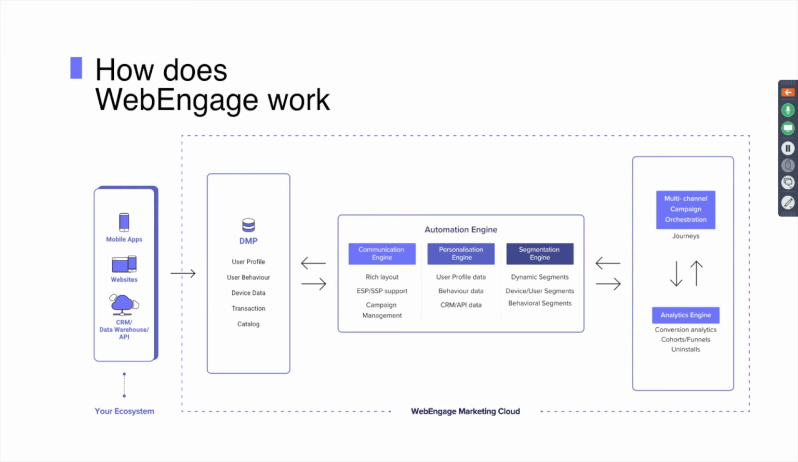And in the DMP part, we basically provide you with the user profile, user behavior, device data, transaction, catalog. And the whole automation engine is something that goes into it, where your communication engine, your personalization engine, and your segmentation engine come into the picture and provide you with a whole multi-channel campaign orchestration, which is the journeys, where you can create multiple campaigns based on the rules that you want to define, or the segmentation or the personalization that you want to define. So this is all a part of the WebEngage Marketing Cloud, as an overview.